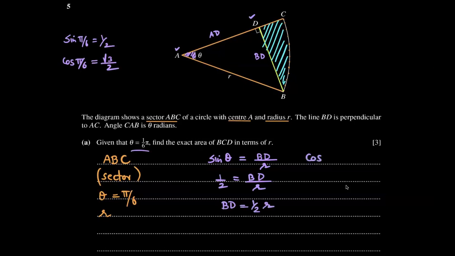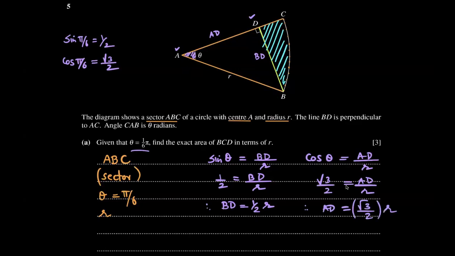Similarly, cosine of theta is equals to AD divided by R. Now keep in mind, this is the opposite, this is the hypotenuse, this is the adjacent. For opposite, we are using sine. For adjacent, we are using cosine. So therefore, root 3 over 2 is AD over R. Therefore, AD is root 3 over 2 multiplying with R.